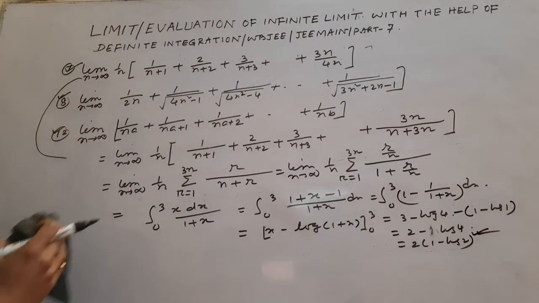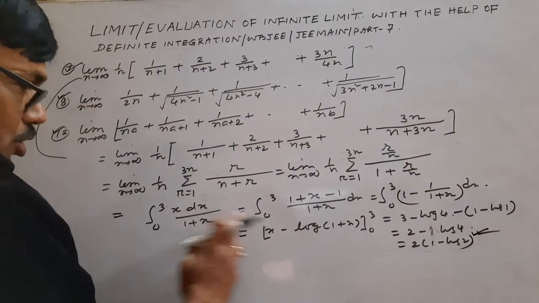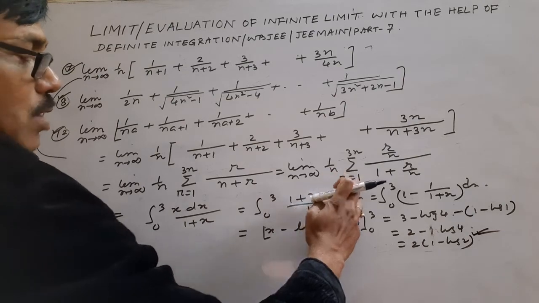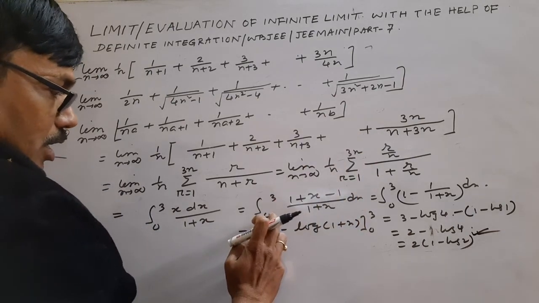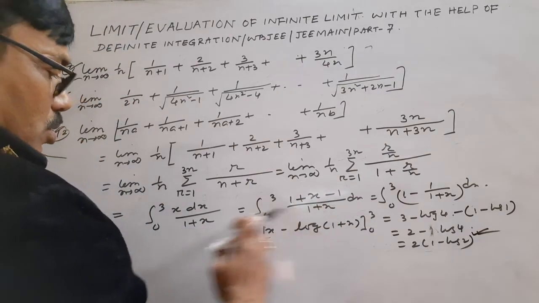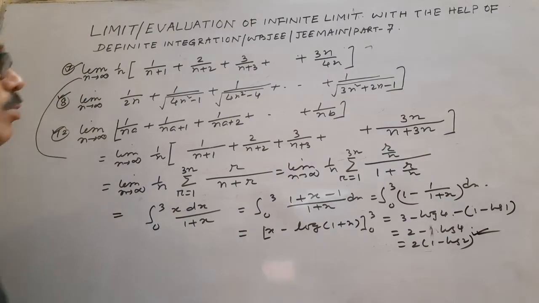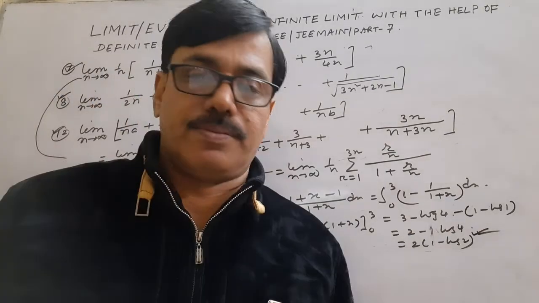Now look, this is 1 to 3n. That is why integration is 0 to 3. So r by n is replaced by x. So x by 1 plus x. Now it reduces to a problem of integration.